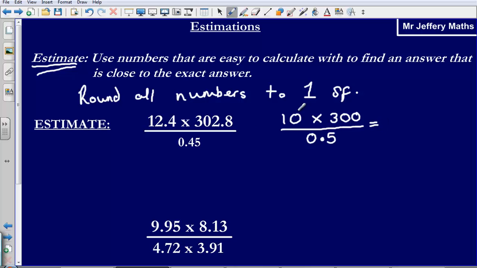So 10 times 300, that would give me 3,000, and so I've got 3,000 divided by 0.5. Now whenever we're asked to divide by 0.5, it's the same as multiplying by 2. If we think about how many 0.5s fit in 1, the number of 0.5s that fit into 1 is 2. So the number of 0.5s that fit into 2 would be 4. The number of 0.5s that fit into 3 is 6, and so on. So dividing by 0.5 is exactly the same as multiplying by 2. So how many 0.5s fit into 3,000? That's simply going to be 6,000.